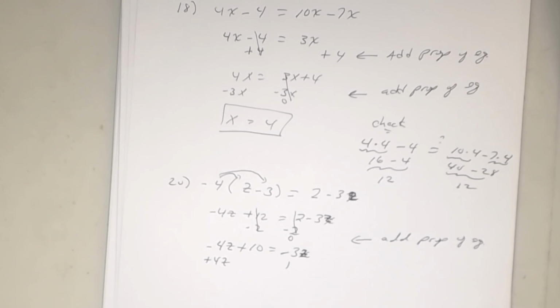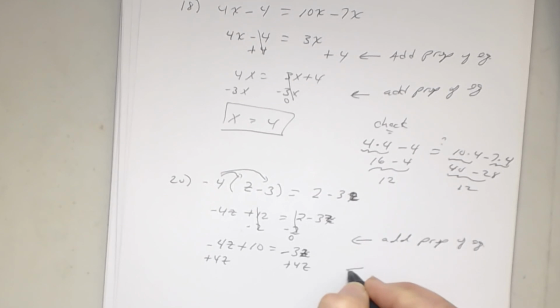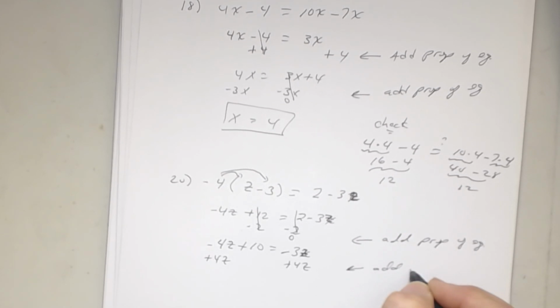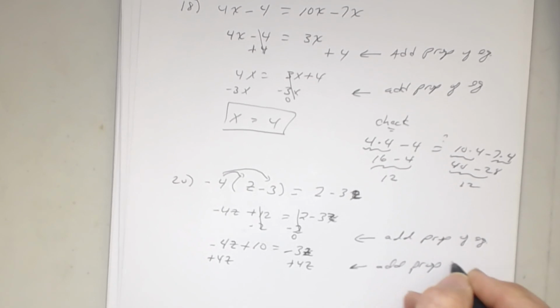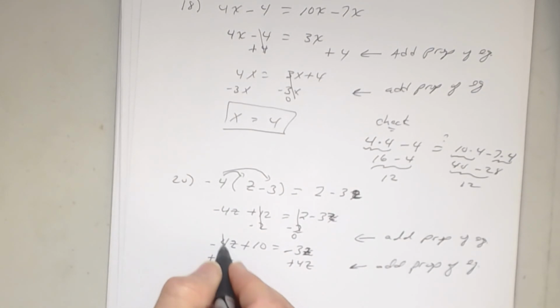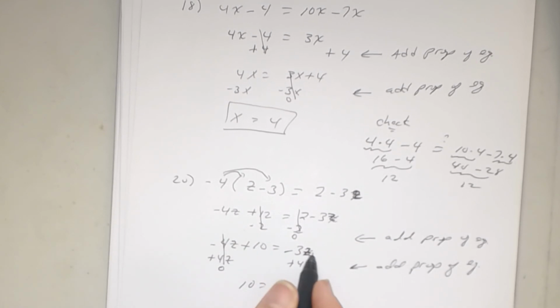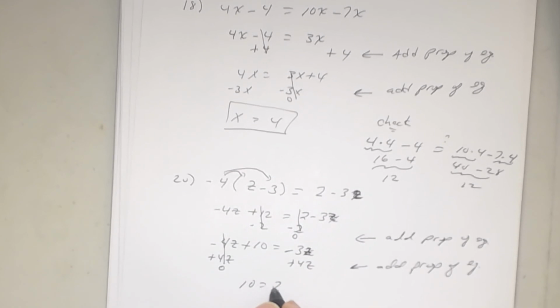All right, so I'm going to add 4z to both sides, right? Now, remember, this is the addition property of equality. You don't have to write any of this down, but you need to know that you're actually using those. And then you combine like terms. These are opposites. When you add opposites, you get what? 0 plus 10 is 10. A negative 3z and a positive 4z is z.